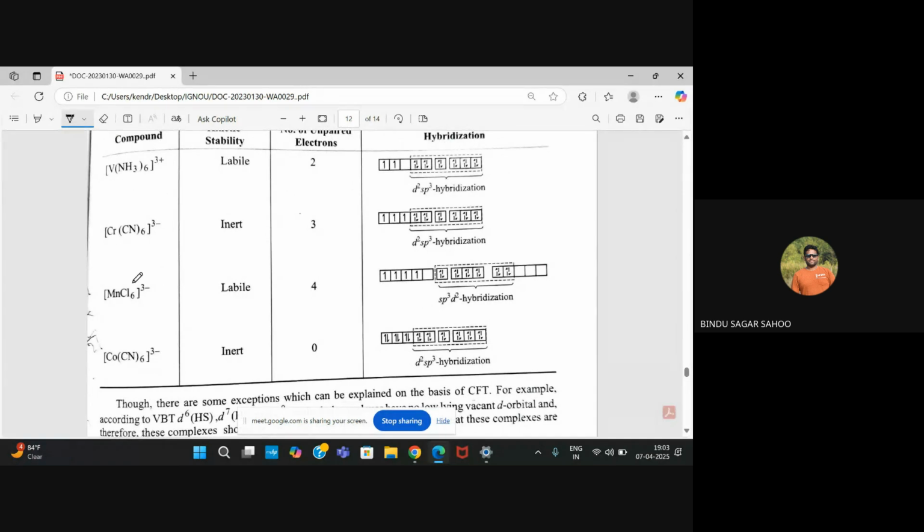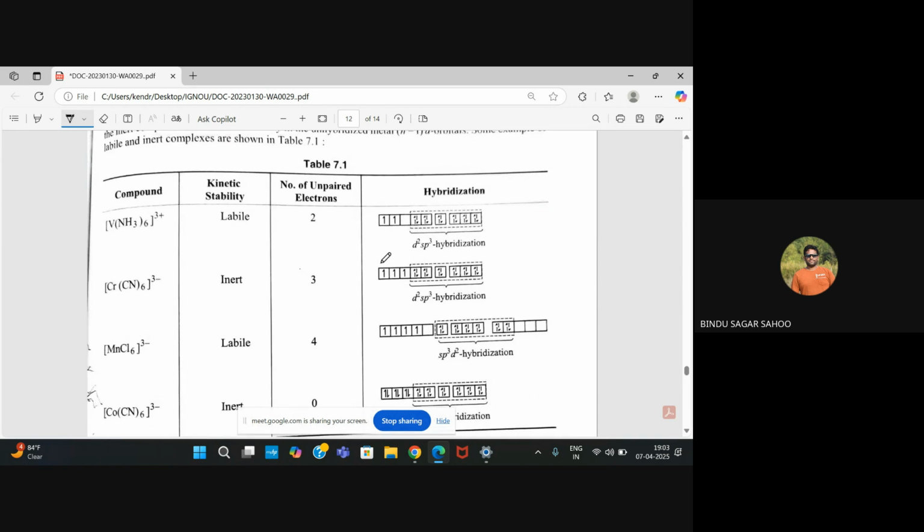You can check here manganese hexachloride complex. It is utilizing the outer d orbitals. It will be a labile complex. But the labile nature is not due to the outer d orbitals. Along with the outer d orbitals, there will be a vacant d orbital that is available for the attack of the incoming ligand. This one.